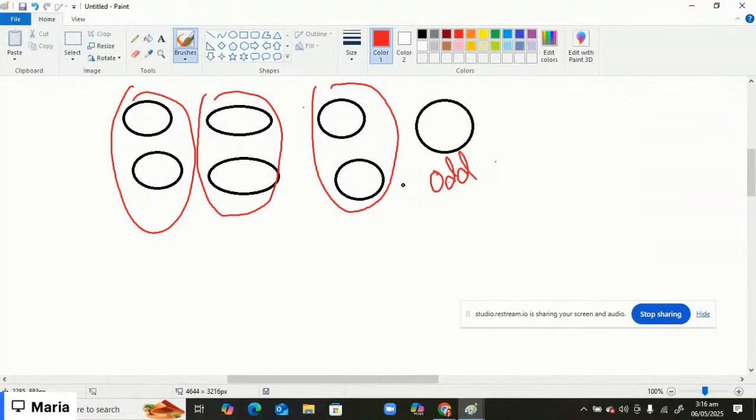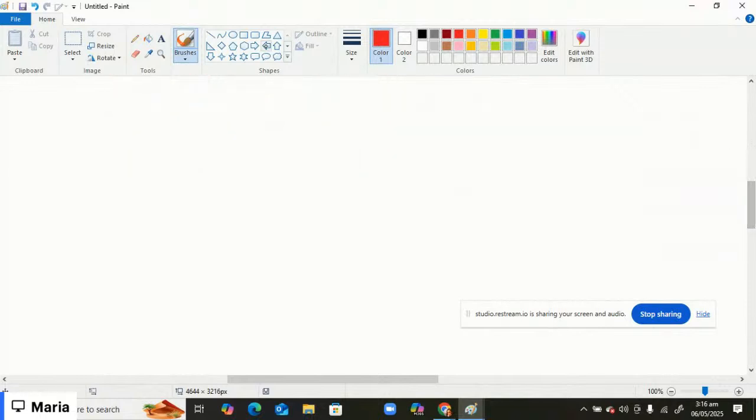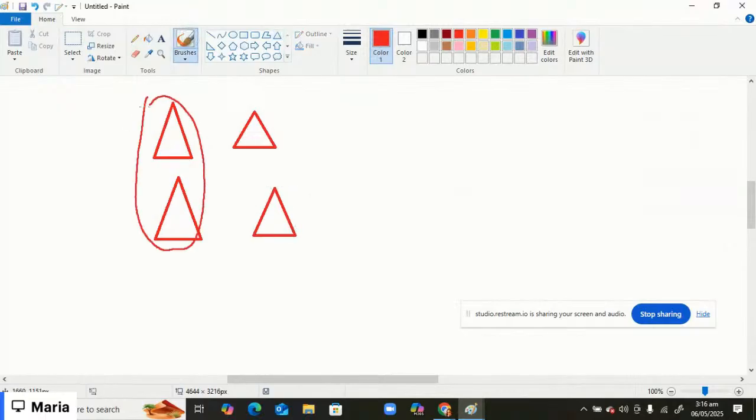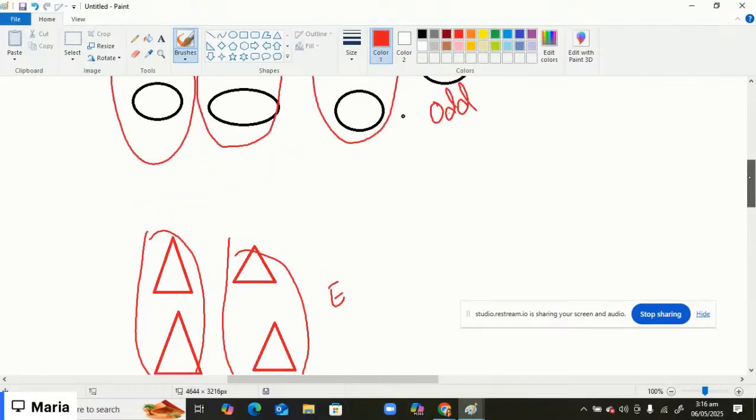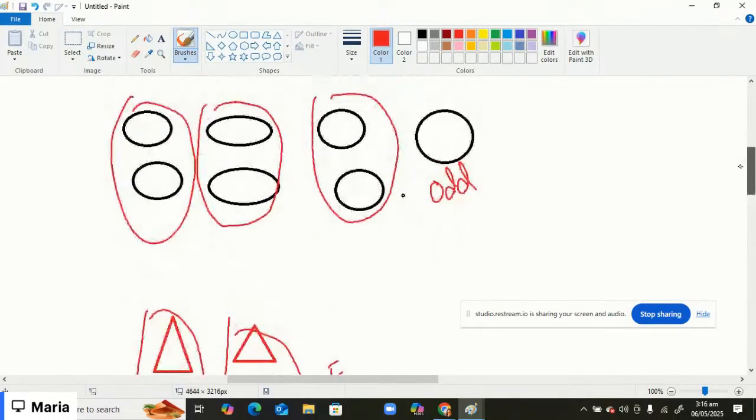Okay, like here something is left, so you can say that this is odd. For example, if I'm going to write it here, triangles. So this is the pair. Pair means two. This is the pair. Is anything left? No. So that is even. Basically every shape, if it's in the form of pairs and no shape is left as a single, we can say that this is even. But if something is left as a single, we can say that this is odd.